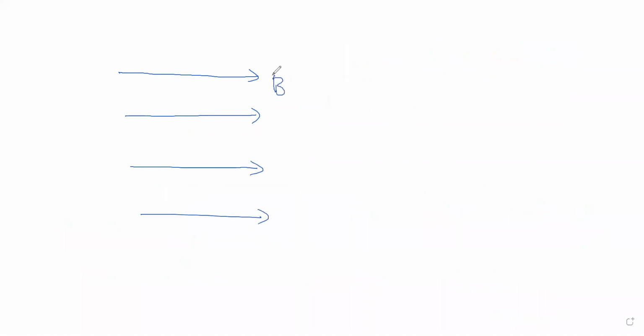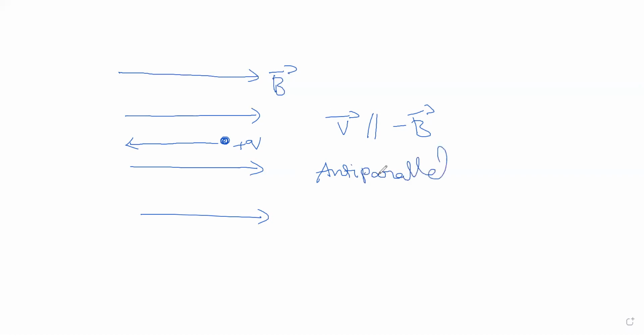Now another case is like this: this is the B bar vector, and the V bar means the charge is moving opposite to the direction of the magnetic field. This is my plus charge, moving opposite to the direction of the magnetic field. That means V bar is parallel to minus B bar. This situation is called the anti-parallel condition.